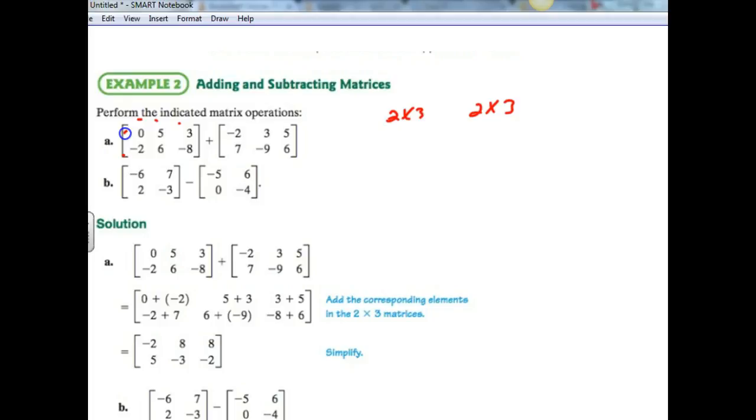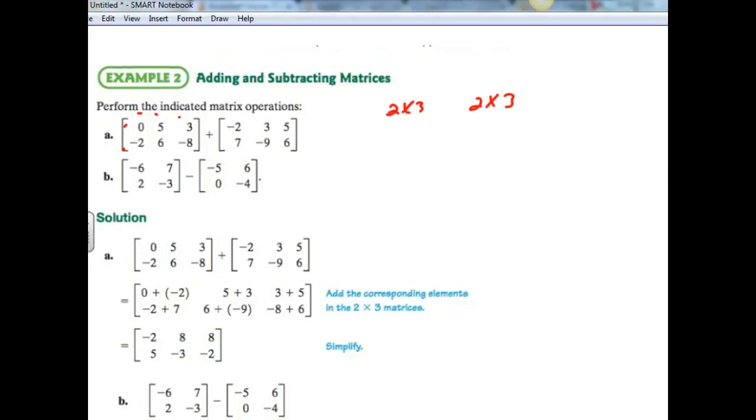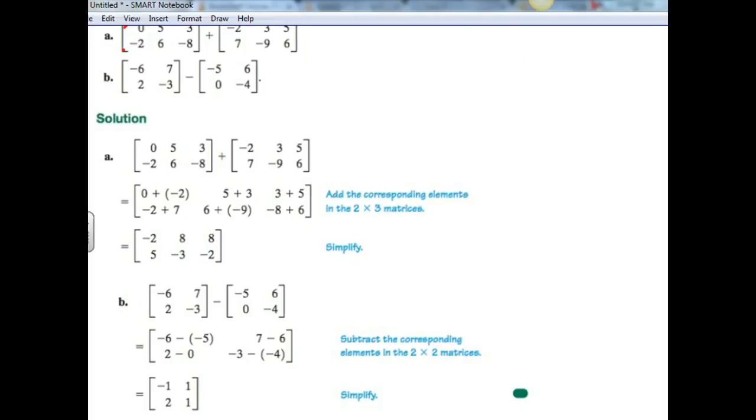So I'll scroll down a little bit. Let's look at A, and then we'll come back and visit B. First of all, in A, you're going to add the like terms. So you're going to add the 0, which is in the first row, first column, to the first row, first column. So 0 plus negative 2 is what they're showing there. Then you'll keep doing that all the way through. You're going to add 5 to 3, which is here. And then the third column of the first row, you're going to add the 3 and the 5 together.